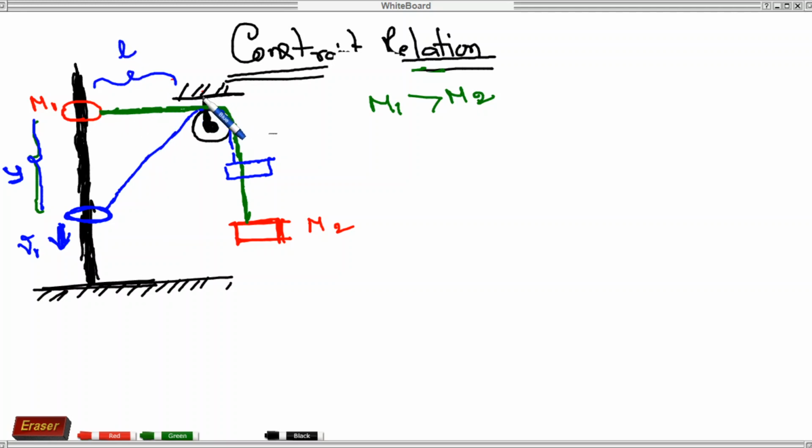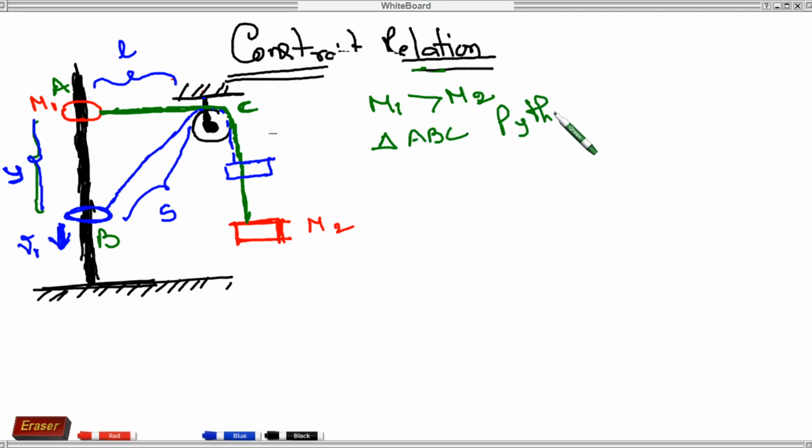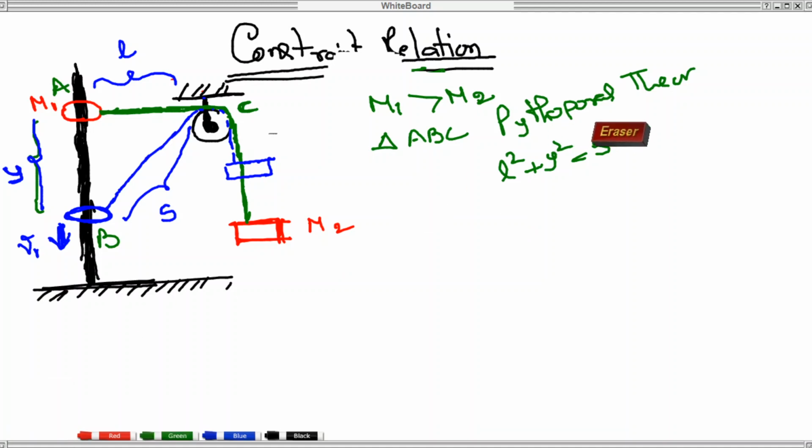Suppose this length is L, and suppose this one is S. So let's see, suppose this initial position is A, this one is B, and this pulley is C. So in triangle ABC, by the help of the Pythagoras theorem, L square plus Y square is equal to S square.